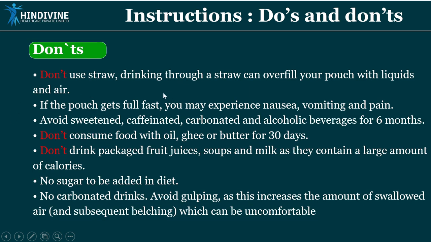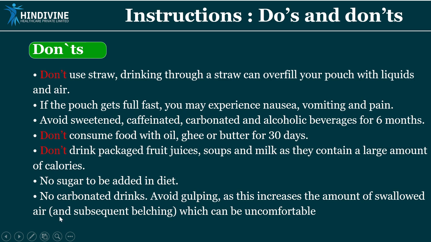Again, no straw should be used because air can go inside. And if you are feeling nausea or pain, then that means you are drinking very fast. Drink slowly. You have to start at 50 to 80 ml per hour and slowly increase to 100 ml per hour. Don't consume any oil, ghee or butter for initial phase 1 and phase 2. And avoid packaged fruit juices, soups or milk. Ideally make homemade fruit juices or homemade soups.